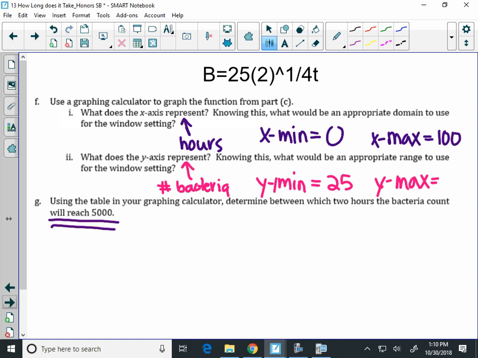Ultimately, if I look ahead, I want to know when we get to 5,000. So at least 5,000, right? You want to go higher than that, lower than that? No, 5,000 even. Okay, we'll go just to 5,000. We'll go 25 to 5,000. That's fine. So let's put this into our calculator.